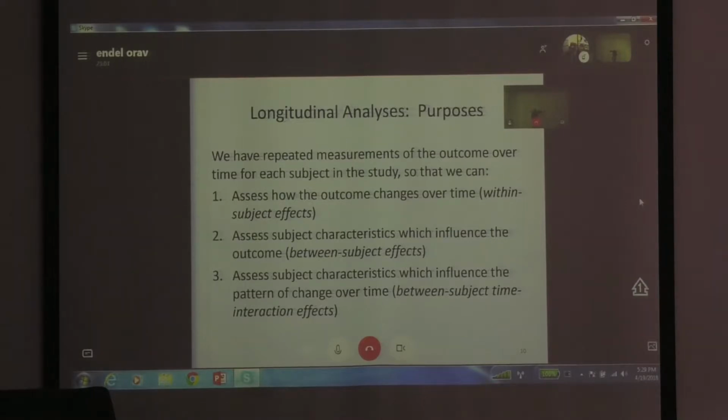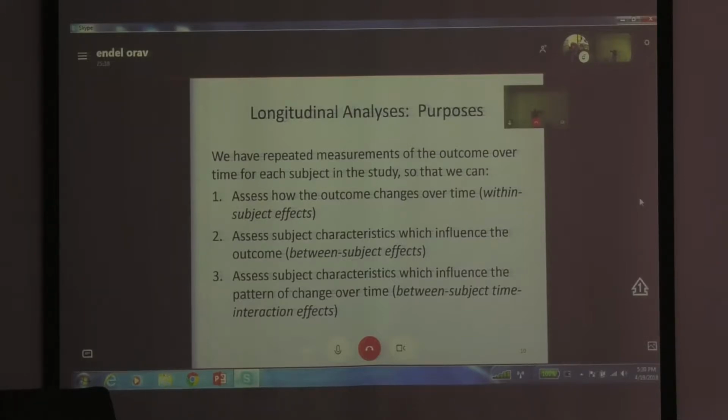Thank you. Good. Okay. So this is probably the easiest conceptually, a longitudinal analysis. We measure the same thing for each subject over time, and we can do any of three things. See how that measurement changes over time, and that would be called a within-subject effect. So even if you had one person, you could look to see how their CD4 count changed over time, and so it's a within-subject change or within-subject effect.